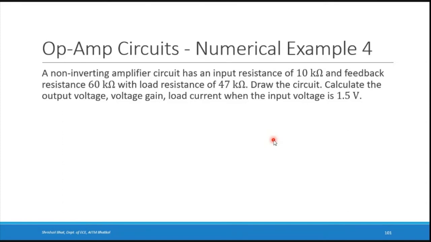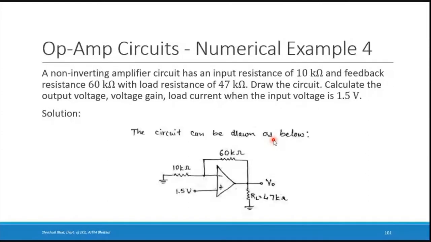So here, there is input resistance. Input resistance is R1, whatever R1 you have. Then the feedback resistance is RF. Another thing is given, that is load resistance. This we had not considered till now. We had just obtained V0. We did not consider a resistance at the load. Now since it is given, we need to consider that. You are asked to draw this particular circuit. You are also asked to calculate output voltage V0, voltage gain A, and load current when the input voltage is given. Input voltage is given as 1.5 volts.